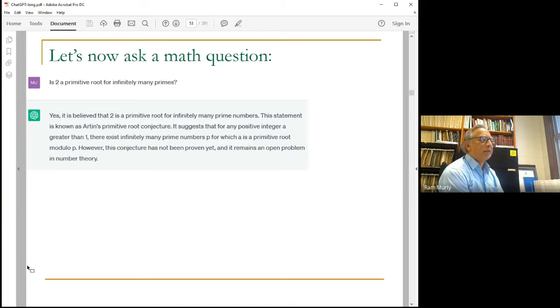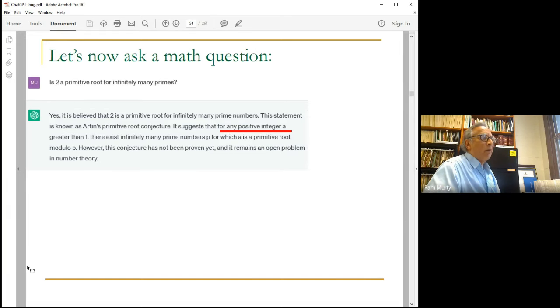The statement is known as Artin's primitive root conjecture. It suggests for any positive integer a greater than 1, there exist infinitely many prime numbers p, for which a is a primitive root mod p. However, this conjecture has not been proven yet, and it remains an open problem in number theory.